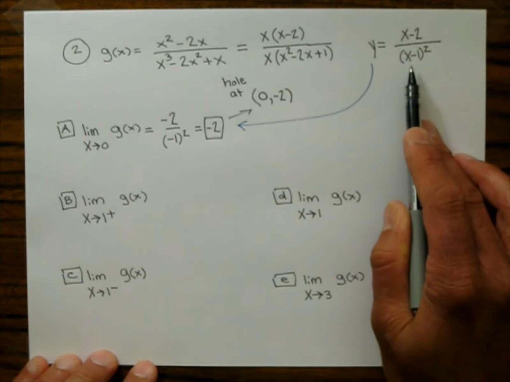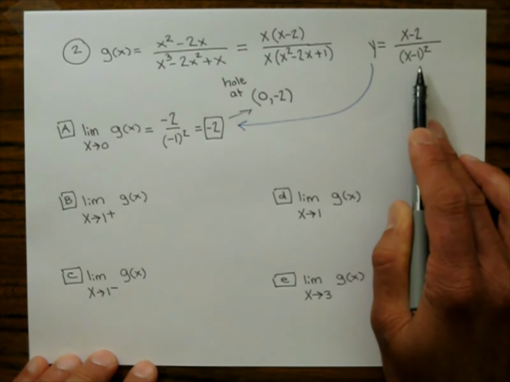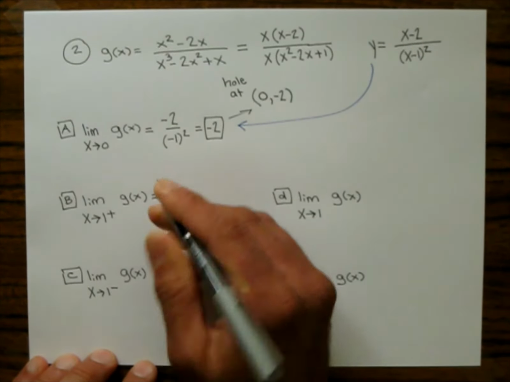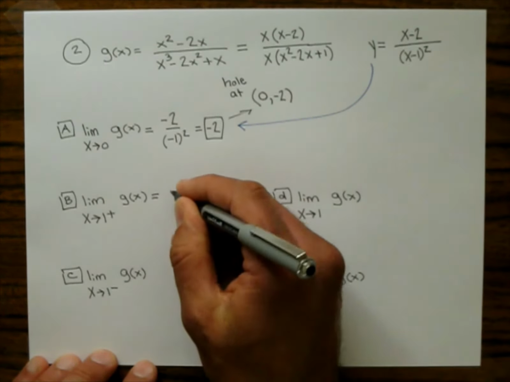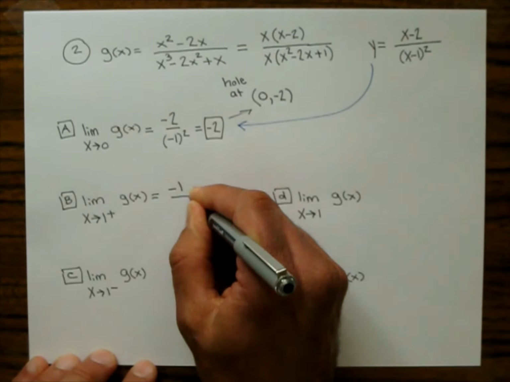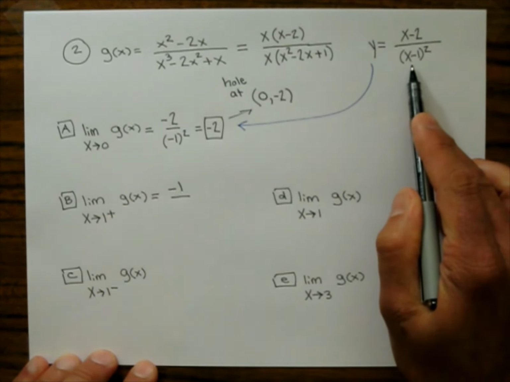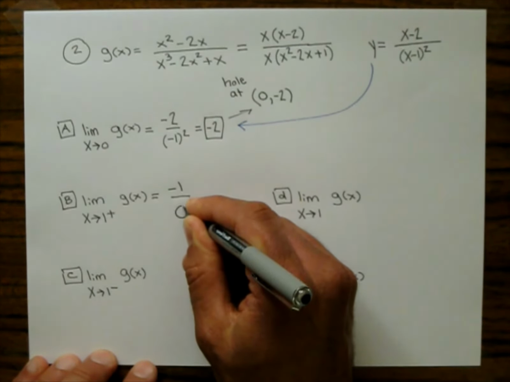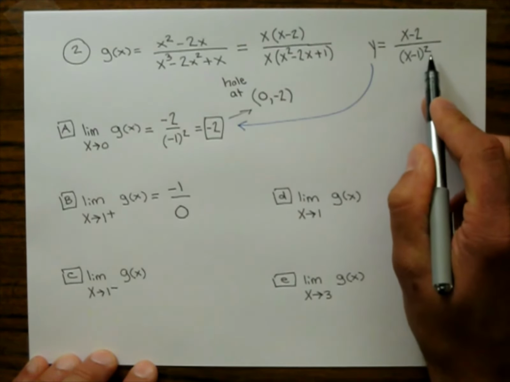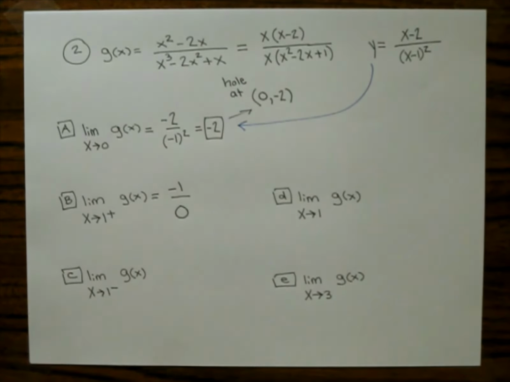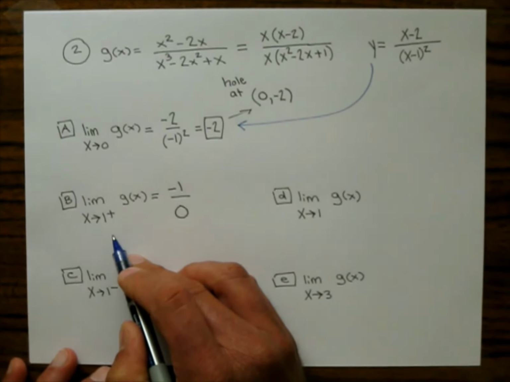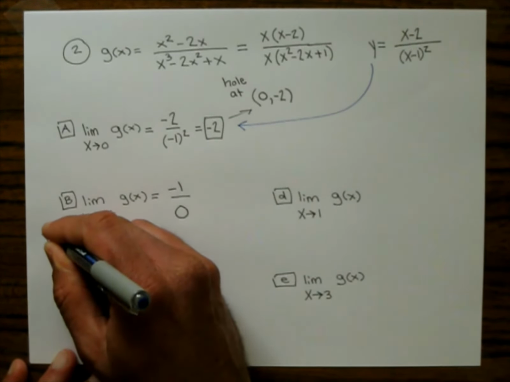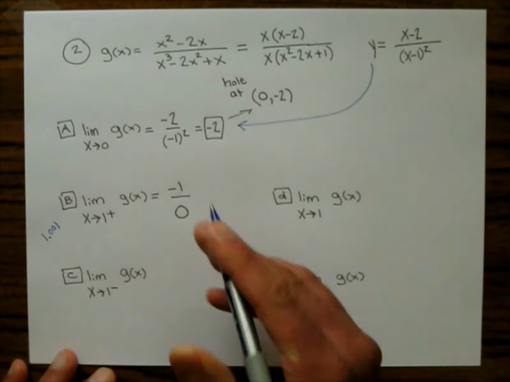Now notice, if you put 1 in there, you end up getting 0 on the bottom. So let's go ahead and see what happens. You put 1 in the top, you get -1. You put 1 in the bottom, you end up getting 0. And there's no simplifying this. We can't reduce anymore. So I would say consider putting a number that's close to 1, but on the right. So maybe 1.001. So that's coming from the right.